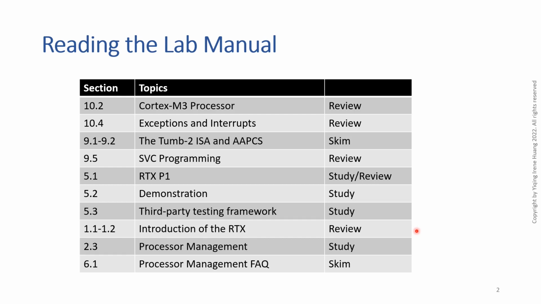Please review it so that you can have a higher level of understanding of what this project is about and where P1 fits into this project. And then finally, the most important part is 2.3. That's the processor management API requirements. So you need to basically study it in detail. And then 6.1, that's the FAQ part that is related to the processor management.